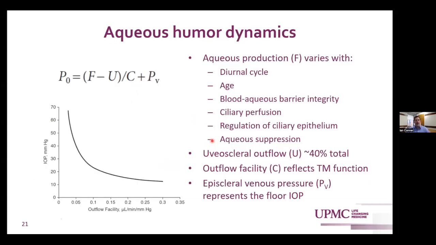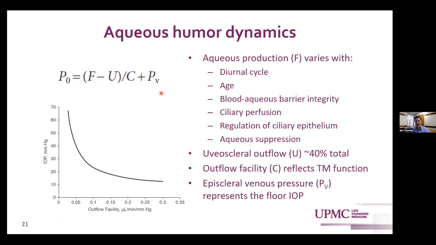All right, so this is the aqueous outflow equation, and I'm always thinking about balancing this equation. So aqueous production is F, and P is the pressure in the eye. The pressure in the eye is the aqueous production minus the uveoscleral outflow, divided by the outflow capacity, plus the floor, which is the episcleral venous pressure.